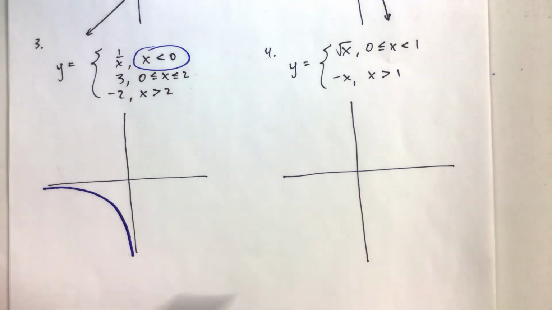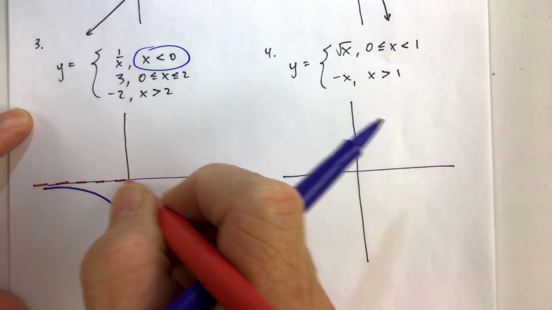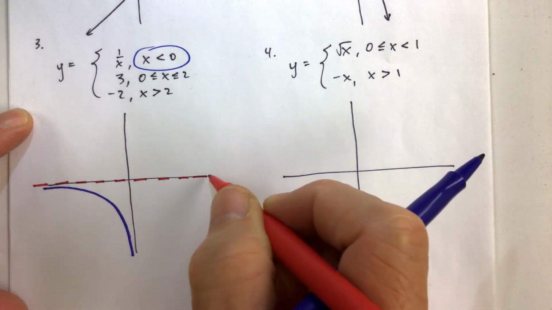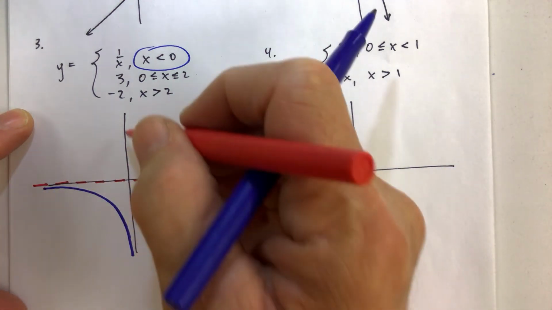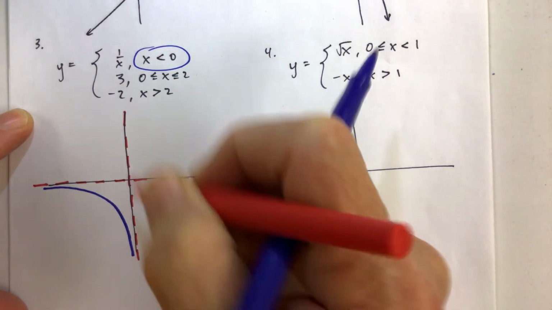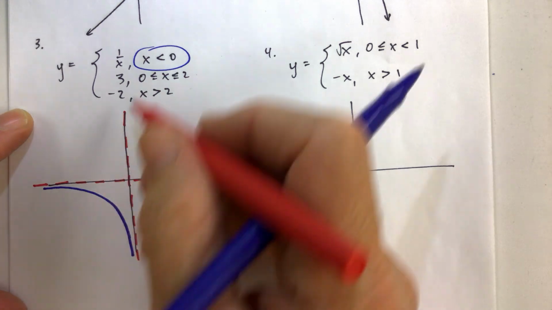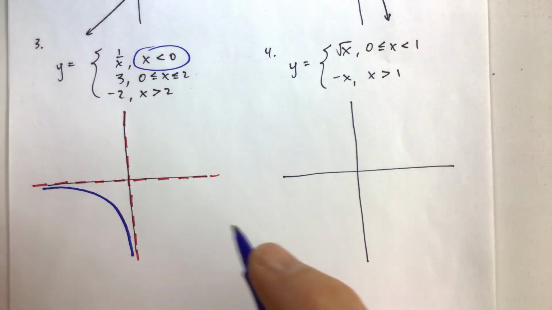We do also have a horizontal asymptote, which only really matters when x is less than 0. And we also have a vertical asymptote. So the graph of y behaves like 1 over x, but when x is less than 0.